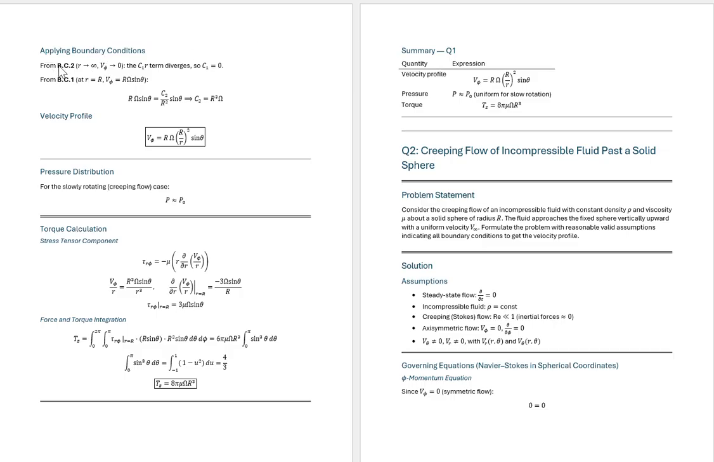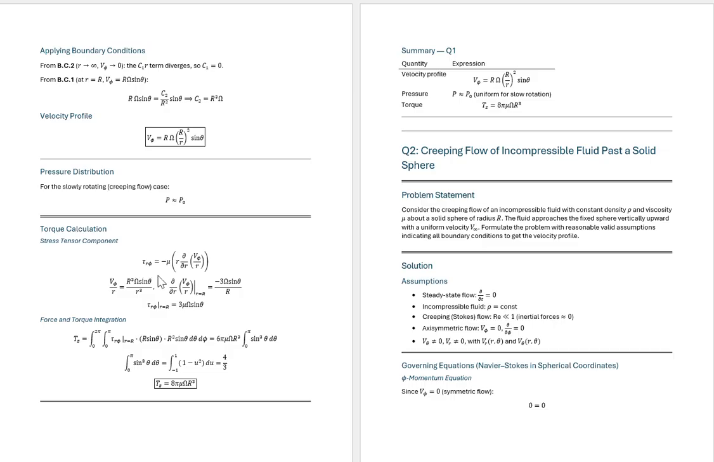Next, on applying boundary conditions, as r tends to infinity, V phi tends to 0. From this we can see that c1 equals 0. Similarly, we know that at r equal to R, V phi is equal to R Ω sin theta. On solving this, we get c2 is equal to R cubed Ω. So this is the final velocity profile which is required.